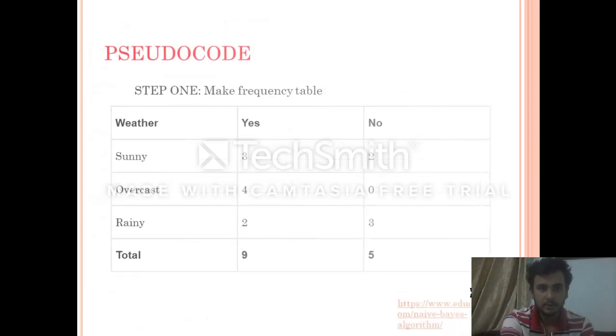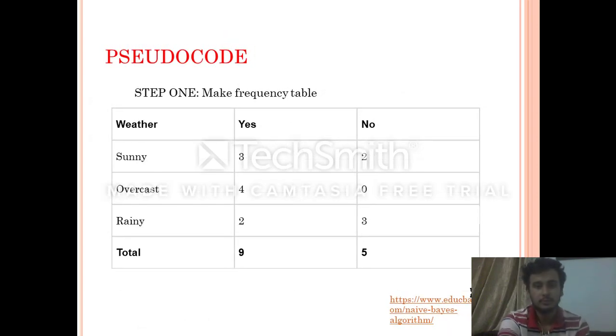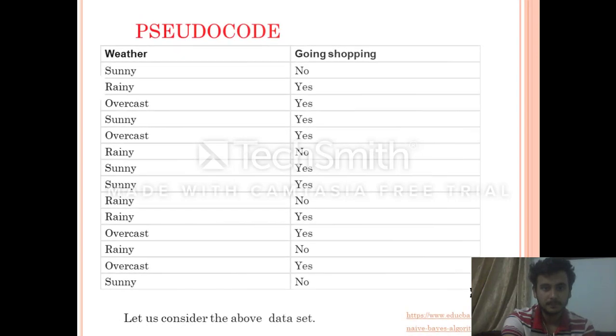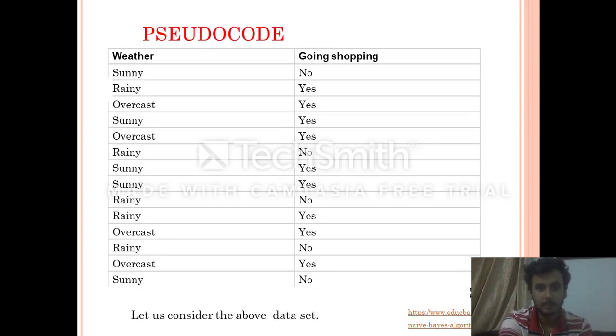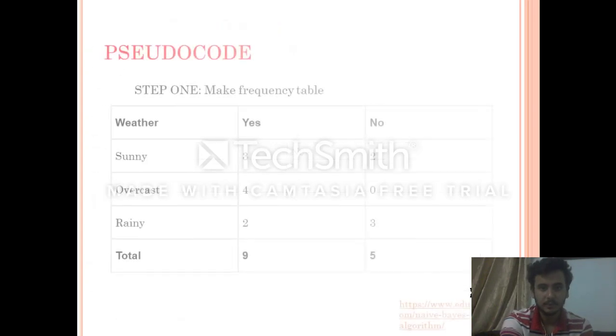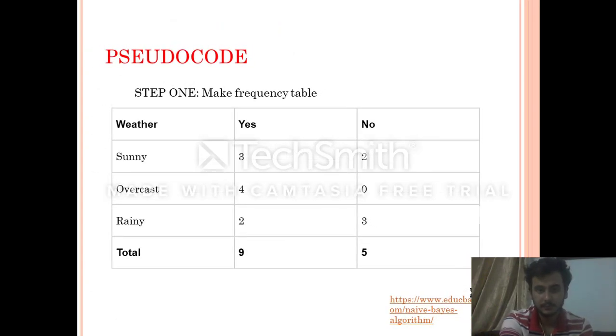Moving forward, what do we really do in Naive Bayes algorithm? Step 1. We make a frequency table. Based on the data, we create a frequency table and tabulate the data. From the previous table, we can analyze the number of no and the number of yes and show it in the given table.